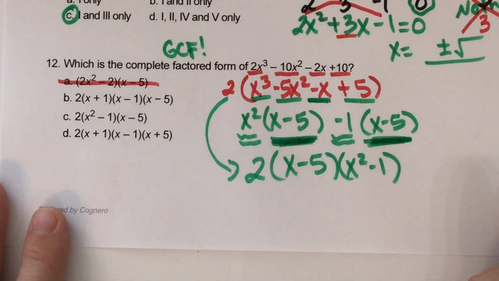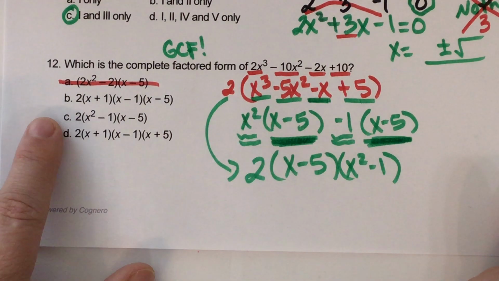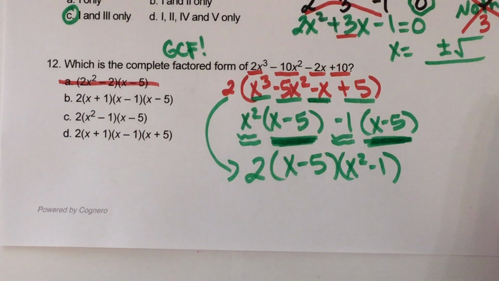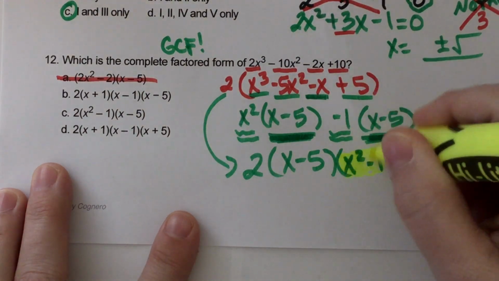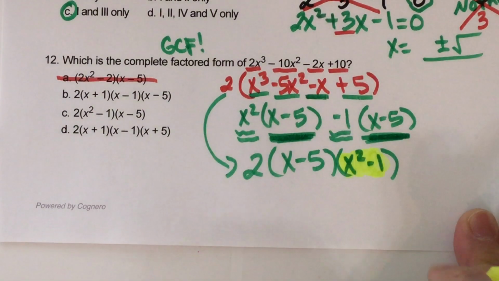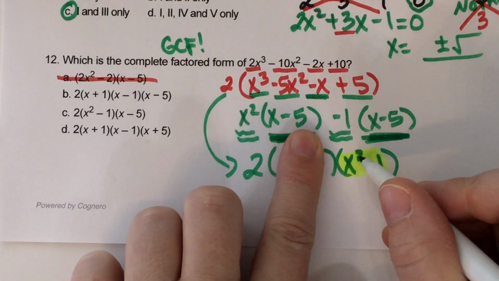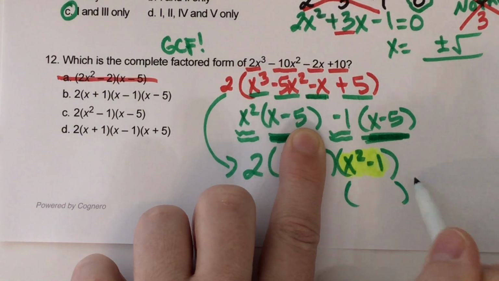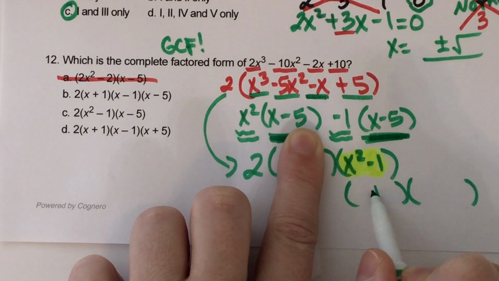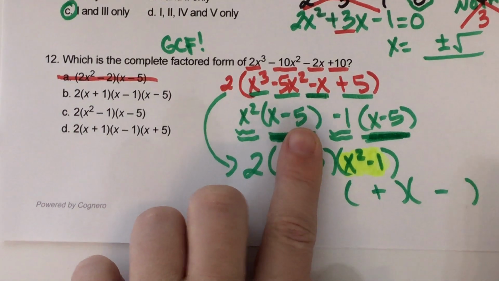Now, you would think that this is the answer, which is answer choice C, but it's not, because this guy is somebody special. This is a difference of squares right here. We've got 2 terms. We've got an even exponent, the minus to make it a difference, and 1's a perfect square. So this is when you do your 2 sets of parentheses, one with a plus, one with a minus.